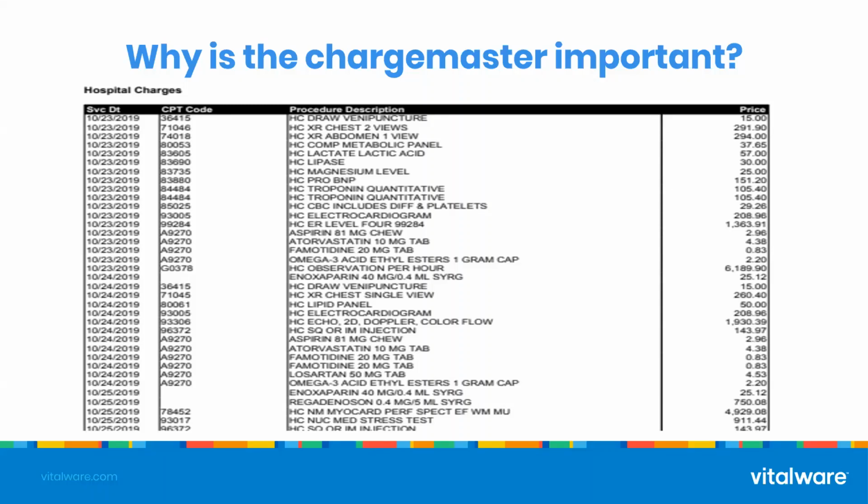And then you can see here just some examples of what these charges look like. So you can see there's a venipuncture, chest x-ray, various lab charges, and then there are some drugs, some observation hours, and then also down towards the bottom there is some nuclear medicine testing. And so every single one of these charges came from the Chargemaster, perhaps through various types of charging mechanisms.